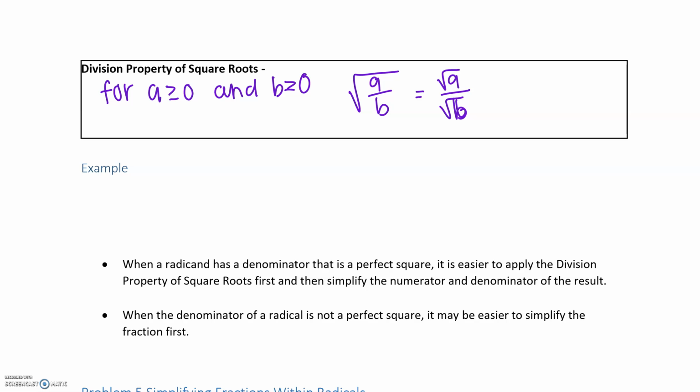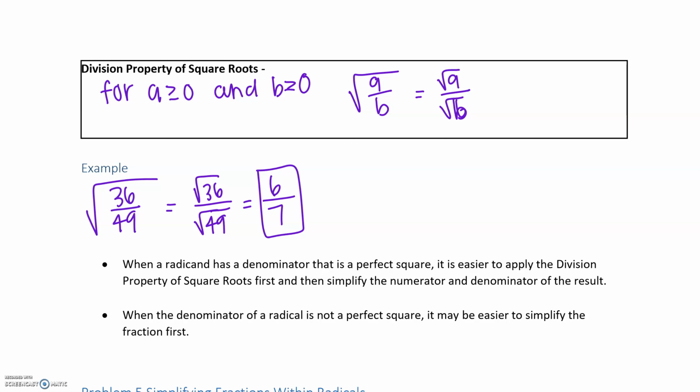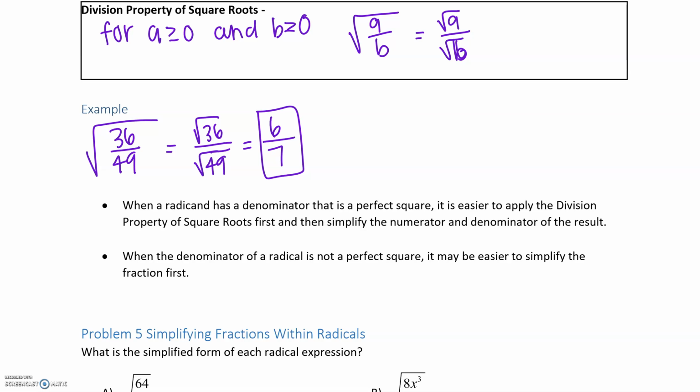Okay? So an example of this is if we have the square root of 36 over 49, we can actually just say that that's the square root of 36 over the square root of 49. And the square root of 36 is just 6. The square root of 49 is just 7. So 6 over 7 is going to be our answer. So when a radicand has a denominator that's a perfect square, it's easier to apply the division property first and then simplify the numerator and denominator.